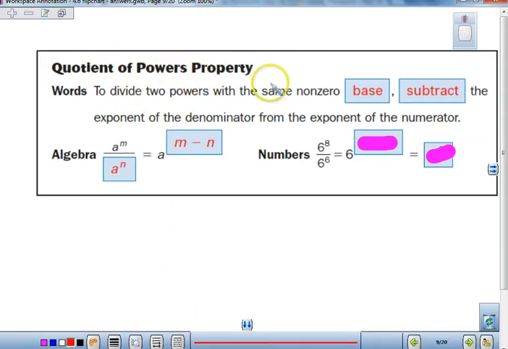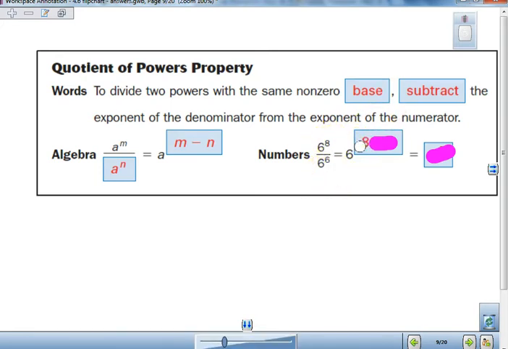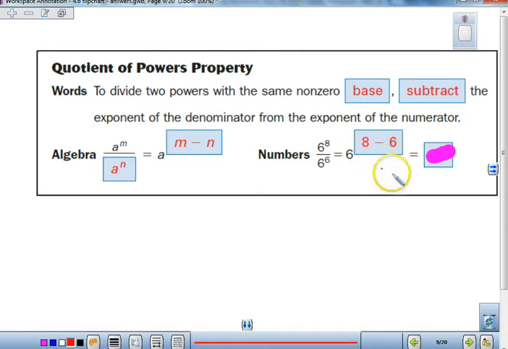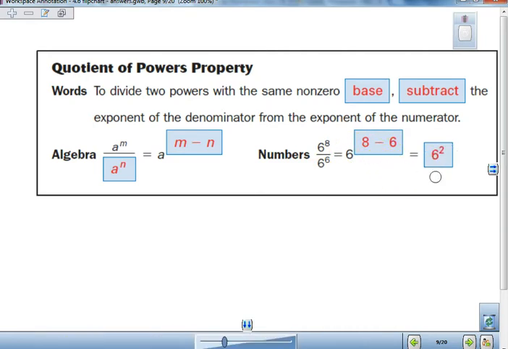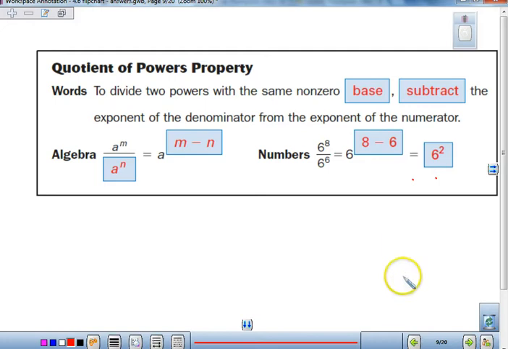The quotient of powers property. This is the second box you're going to fill in. Put down these words. To divide two powers with the same non-zero base, remember the base is our lower number, our a in this case, you subtract the exponent of the denominator from the exponent of the numerator. a to the m divided by a to the n means we're going to subtract those. So with numbers, 6 to the 8th divided by 6 to the 6th, we're going to subtract our exponents, 8 minus 6, and our answer would be 6 to the 2nd. You can put that all in the one box.